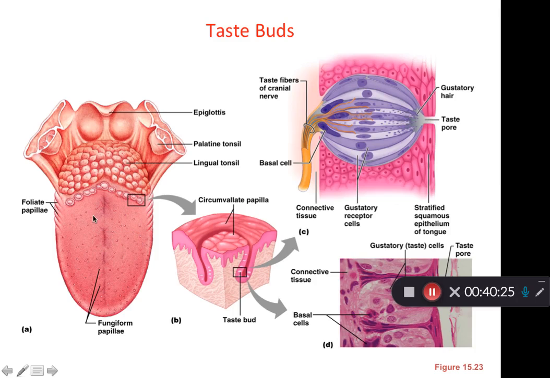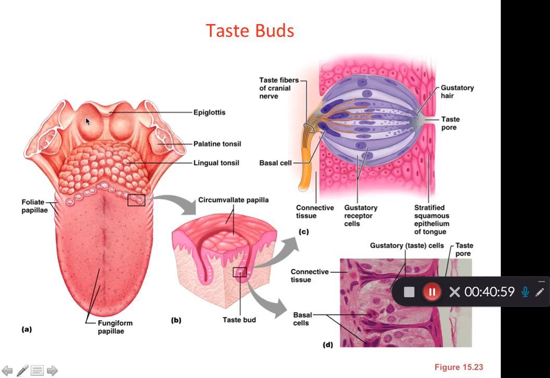Actually, in the anterior 2/3 part of the tongue, we also have tons of tiny taste buds. Those are called filiform papillae. However, this slide doesn't show this one.